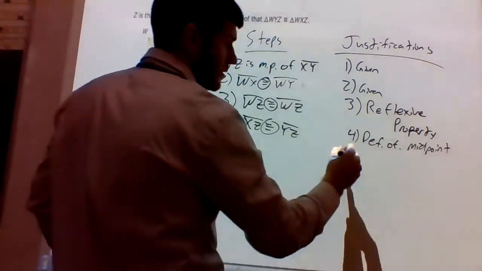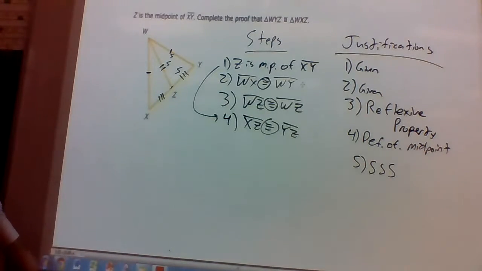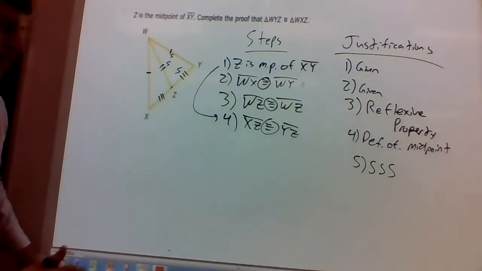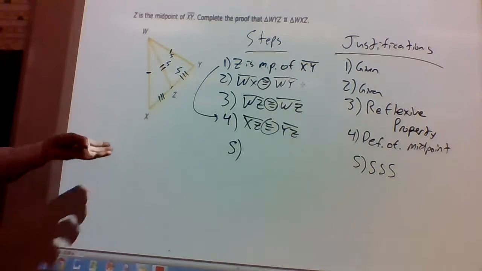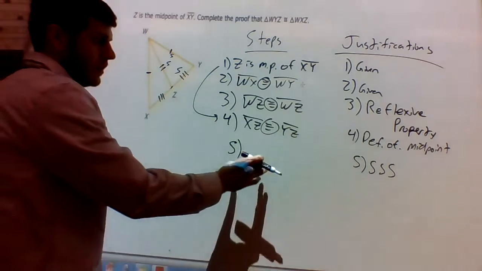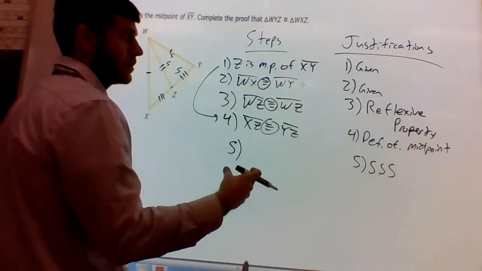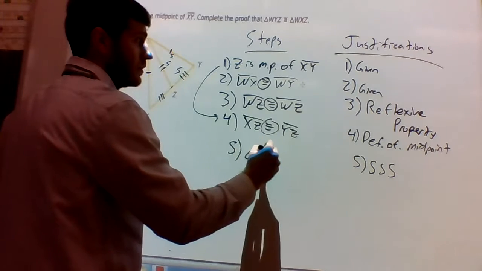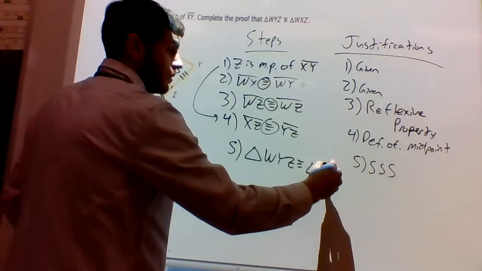So we can use the side-side-side postulate, which tells us if we have three corresponding sides that are congruent, the triangles are going to be congruent. So if you take those three sides, try to rearrange them and form another triangle, you can't. The only triangle you can form is one that is the same size and shape as this one. So side-side-side tells us if we have three corresponding sides that are congruent, then the triangles are congruent. Triangle WYZ is going to be congruent to triangle WXZ.